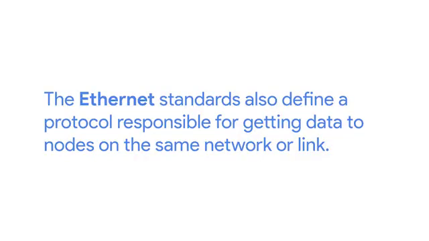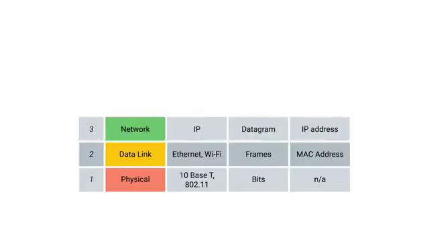Lots of protocols exist at the data link layer, but the most common is known as Ethernet, although wireless technologies are becoming more and more popular. Beyond specifying physical layer attributes, the Ethernet standards also define a protocol responsible for getting data to nodes on the same network or link. The third layer, the network layer, is also sometimes called the internet layer.